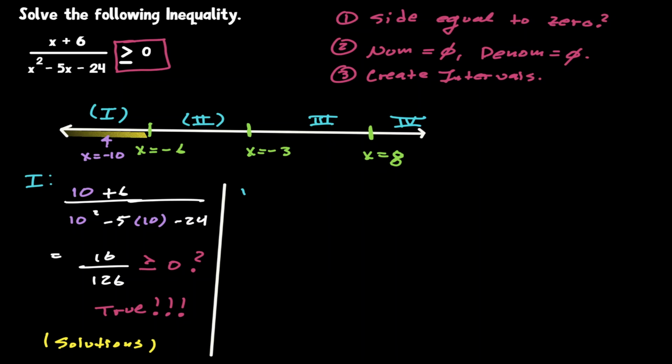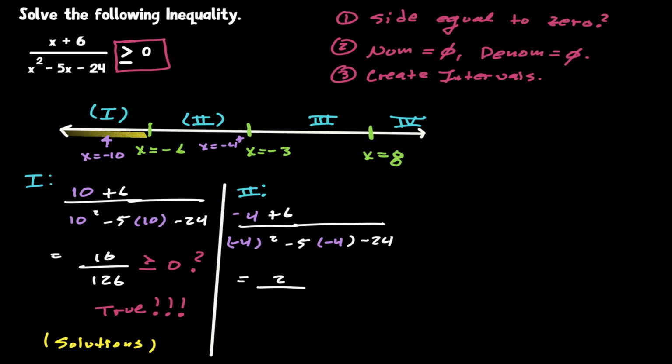Now let's test interval 2. Choose a number that is between -6 and -3. I'm going to choose -4. Now let's plug that in. The numerator is going to give us 2, and the denominator is going to give us 12. So now ask yourself this question: is this greater than or equal to 0? This is true. So we know that in this second interval, we're also going to identify solutions.